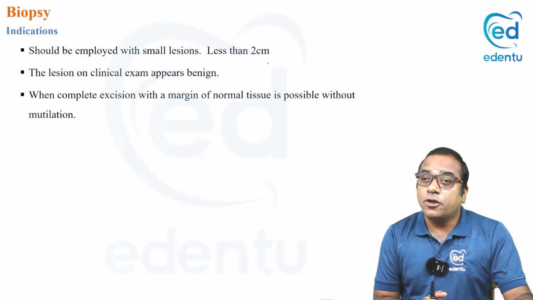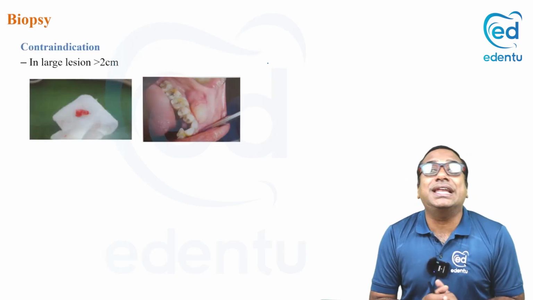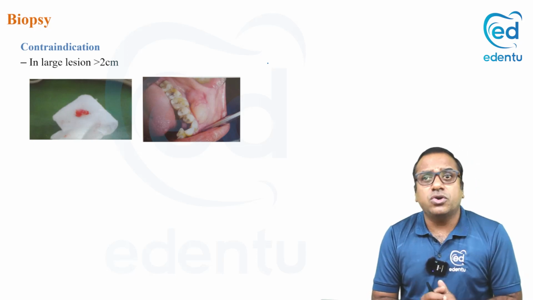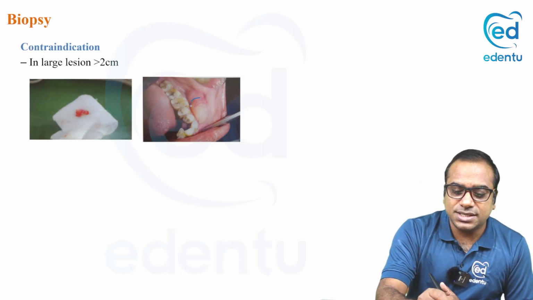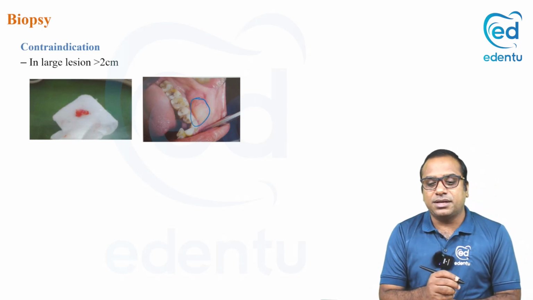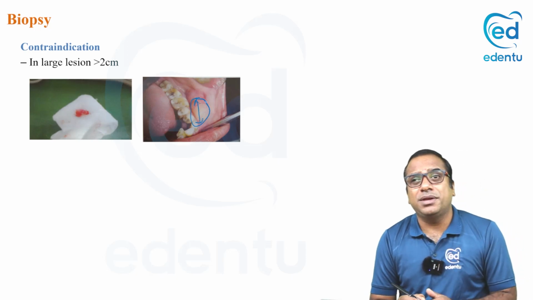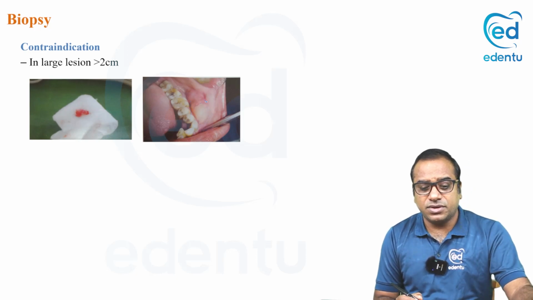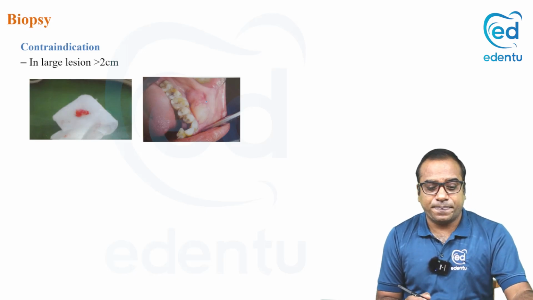So what are the contraindications? Any lesion which is greater than 2 centimeter, bigger than 2 centimeter, don't go for excision, go for incisional biopsy. Now you can see a lesion over here, such a big lesion. So definitely it is more than 2 centimeter. So you should not go for excision. So here incisional biopsy is the better option.